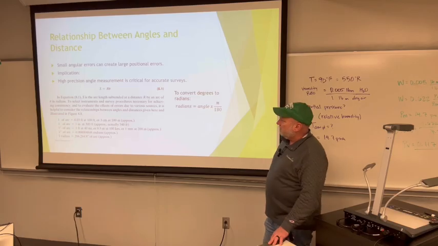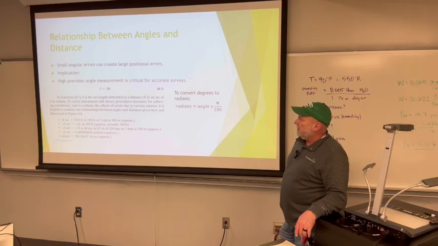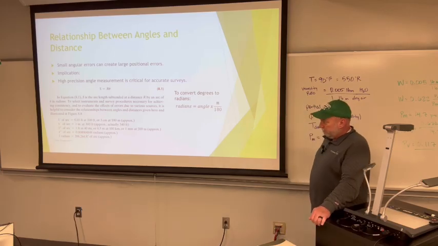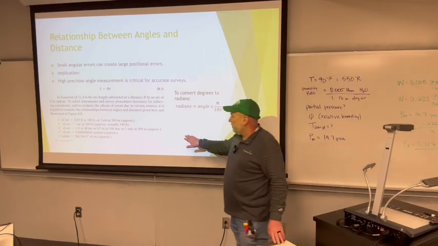To select instruments and survey procedures necessary to achieve consistency and to evaluate the effects of errors due to various sources, it is helpful to consider the relationship between angles and distances, as illustrated in Figure 8.8.